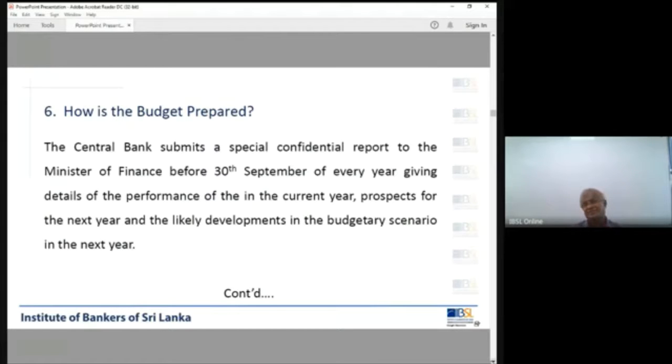How is the budget prepared? You know, there is the Minister of Finance, and there is the central bank as a third party. The central bank submits a special confidential report to the Minister of Finance before the 30th of September of every year, giving details of the performance in the current year, prospects for the next year, and the likely developments in the budgetary scenario for next year. Central bank confidential report, the September 15th report. Now it is called the red report, right?